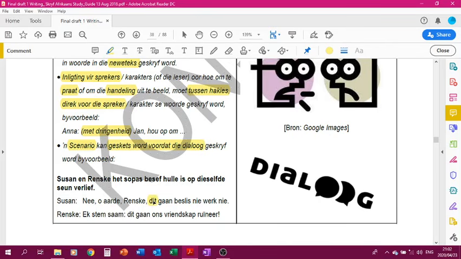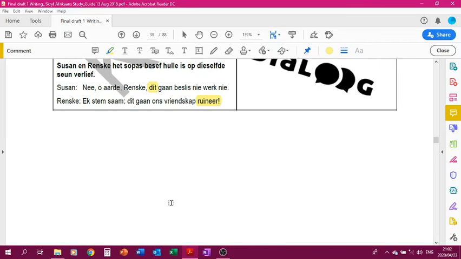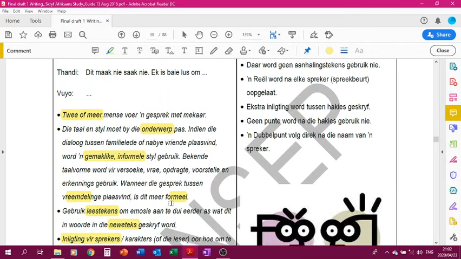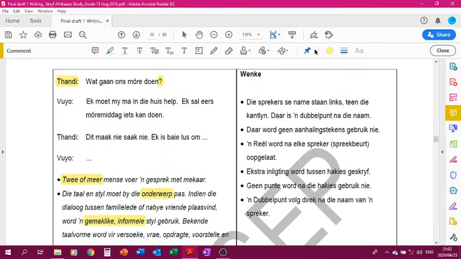Notice the acute accent on the I, emphasizing the dit. Okay? Renske then says, ek stem saam. Dit gaan ons vriendskap reuneer. Exclamation mark tells us she's very serious about this. So that is basically that for the dialogue. Let's quickly just look at the wenke, the tips.